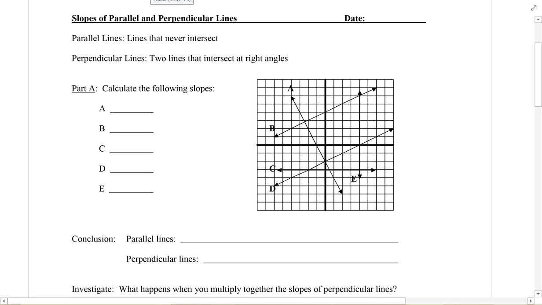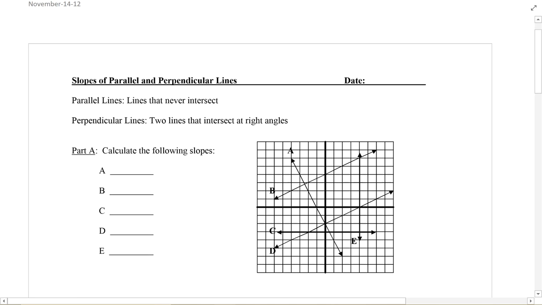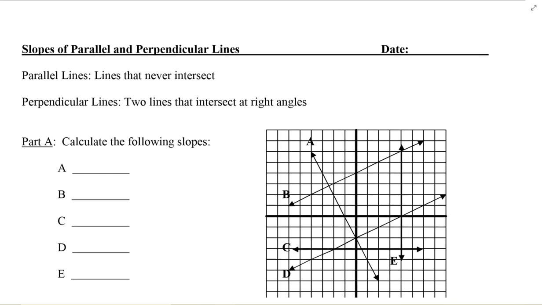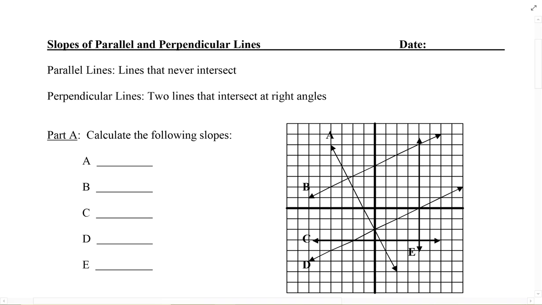Okay, slopes of parallel and perpendicular lines. So what are parallel lines? Parallel lines are lines that never intersect. Okay, so lines that never intersect, that would be kind of like two parallel lines for you guys. Those are like railroad tracks, right? They never intersect. They're always the same distance apart, always. Otherwise, the train would have a little problem.